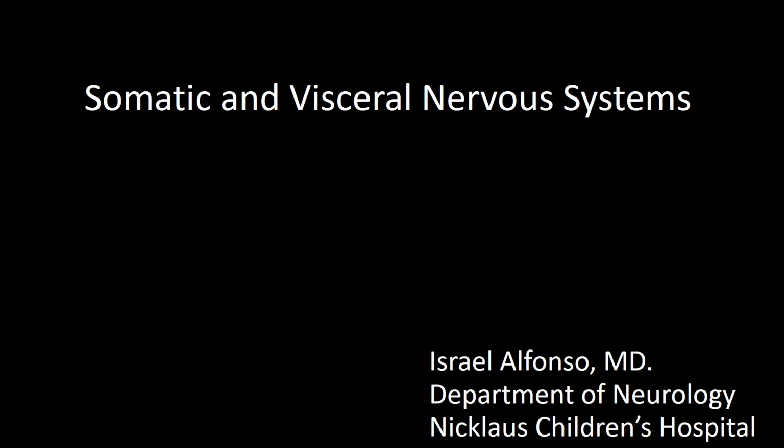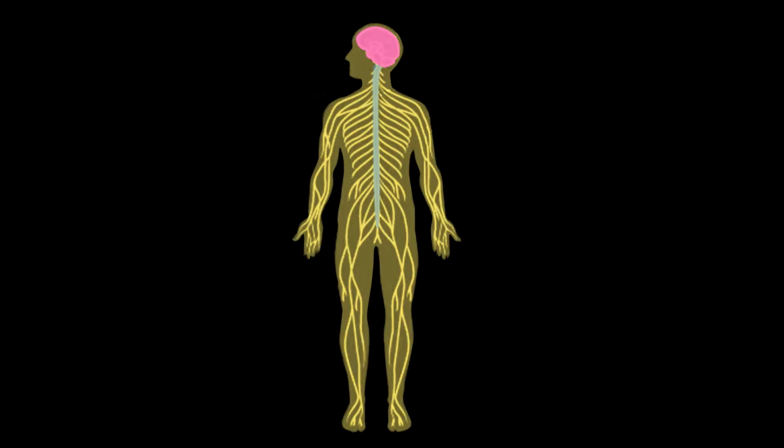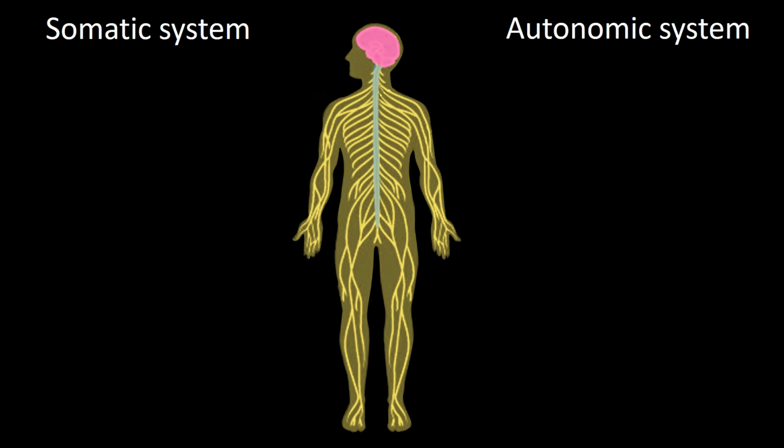The title of this talk is Somatic and Visceral Nervous Systems. We can divide the nervous system in somatic and autonomic systems. Each of these systems has an efferent or motor arm and an afferent or sensory arm.